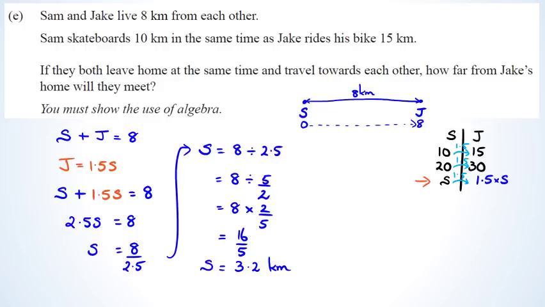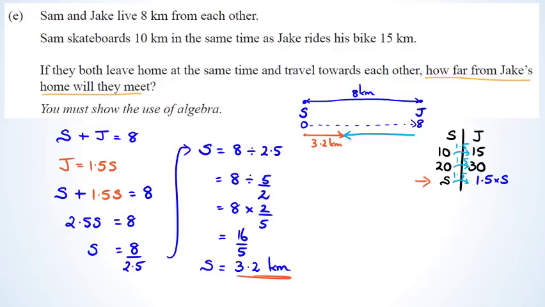But if you look at what the question is actually asking you, how far from Jake's home will they meet? So this value that I just found is Sam going along towards Jake. He's skateboarded 3.2 kilometers. So now I've got to figure out what this distance is, because that's going to give me the answer for how far from Jake's home they will meet.